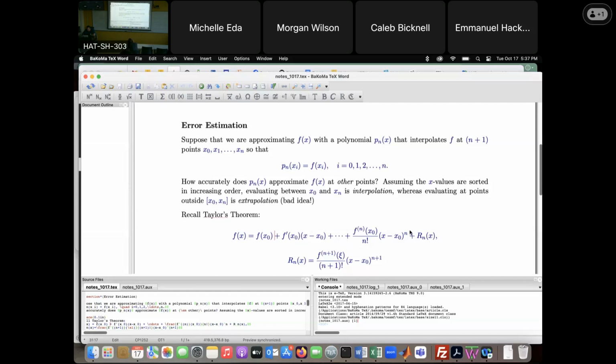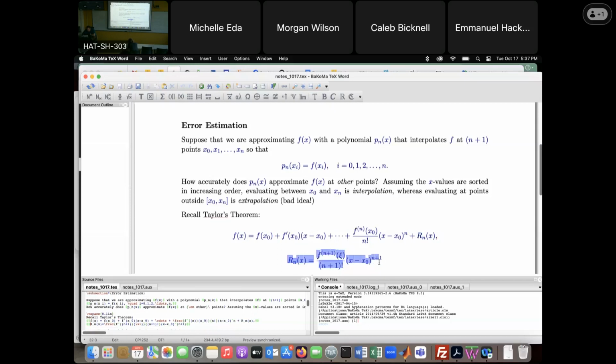So f of x is equal to that polynomial plus this remainder. And here's the Taylor remainder. And notice that it looks very much like the next term in the Taylor expansion, except that this higher order derivative is evaluated at an unknown point, c, or as I like to call it, squiggly, instead of at x naught. And the reason why I'm mentioning Taylor's theorem is that the formula for the error in the interpolating polynomial has a very similar appearance to this.